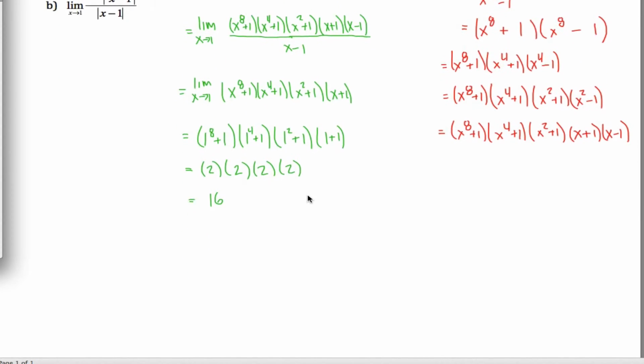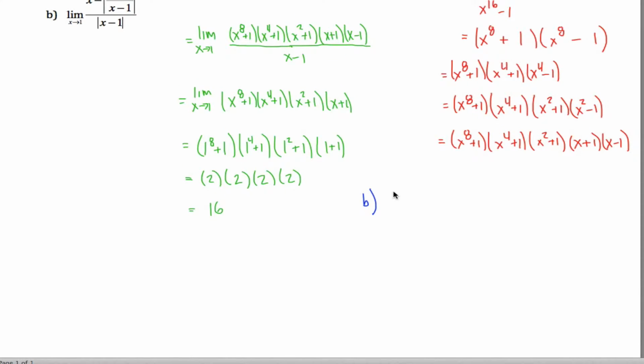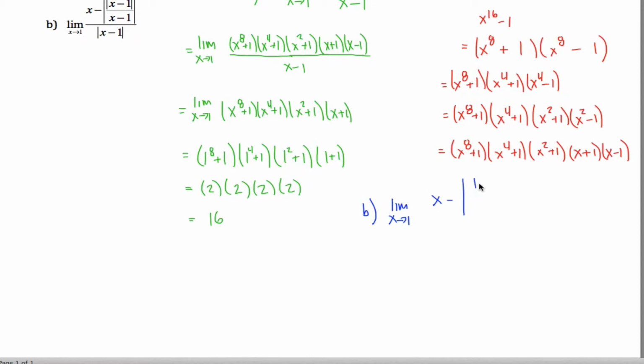Okay, the next one. The ridiculous absolute value problem. So what am I doing? Another limit as x approaches 1. This time the limit that I'm evaluating is x minus the absolute value of x minus 1, divided by x minus 1, divided by the absolute value of x minus 1.